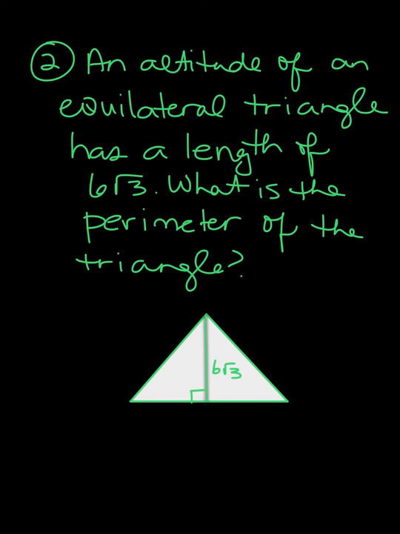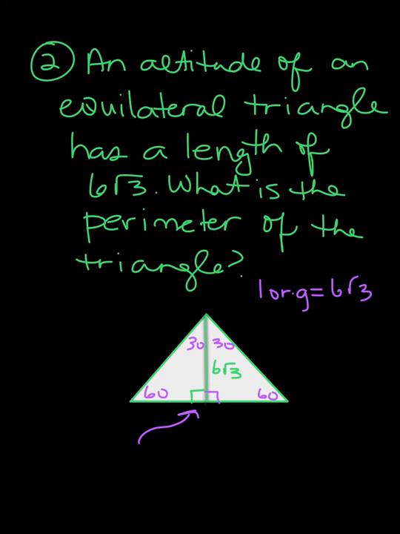In our last problem for today, it says an altitude of an equilateral triangle has a length of 6 root 3. What is the perimeter of the triangle? So again, I drew the diagram for us. I know that an altitude meets at 90 degrees, so that's what I did here. And I labeled it 6 root 3. Now again, an equilateral triangle is also equiangular. So I know that each of my angles is going to be 60. This altitude divides that angle in half. So I'm working now with the 30, 60, 90. What I'm given is the long leg. So the long leg is equal to 6 root 3.